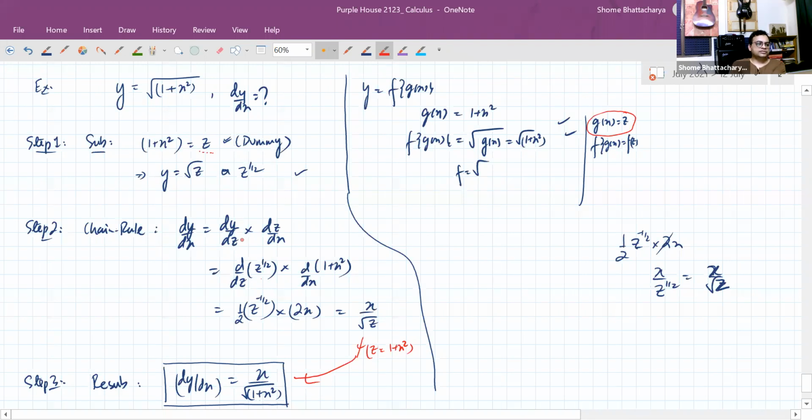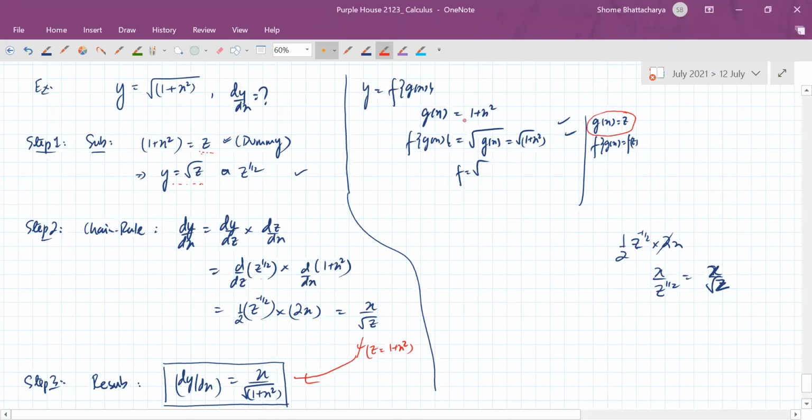In the second step, we are doing the differentiations. Okay? So we are differentiating y with respect to z. So what we have to substitute? We have to substitute the value of y in terms of z. So this is the thing that is substituted. y is substituted as root z. And again, we are differentiating z with respect to x. So z is substituted as 1 plus x squared. Okay, people. So hope this question is fully clear.